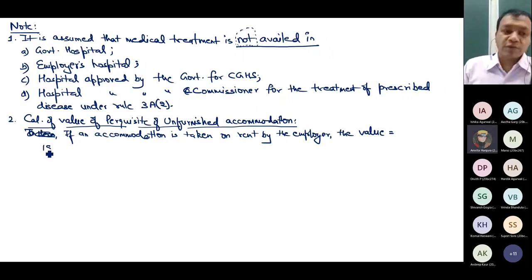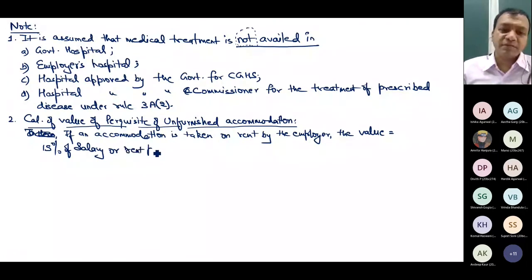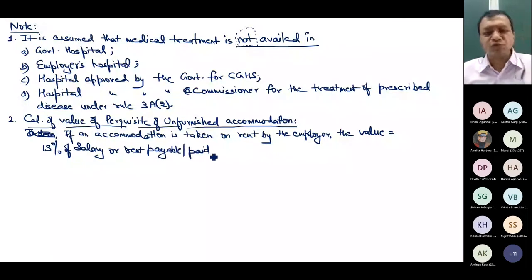15% of the salary, yes, or rent paid by the employer, whichever is less. I should not use the word rent paid by the employer. It is paid or payable. Whatever is the rental expenditure of the employer. At this point you must know: rent, payable or paid, whatever. That means it is the expenditure of the employer. The employer will have to pay this much. Payable or paid by the employer, whichever is less.